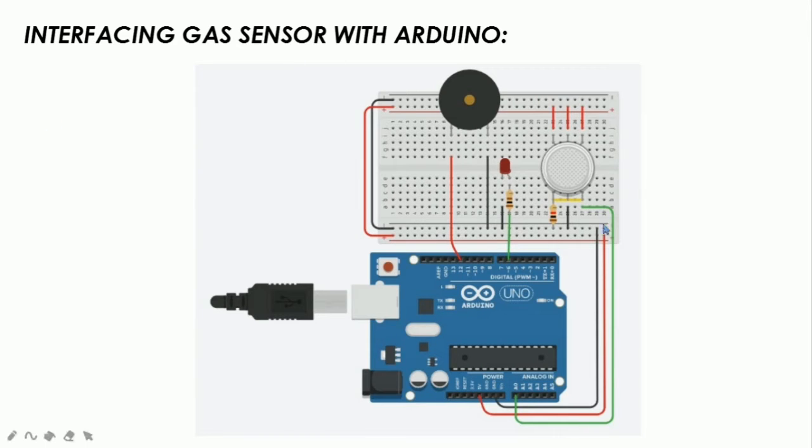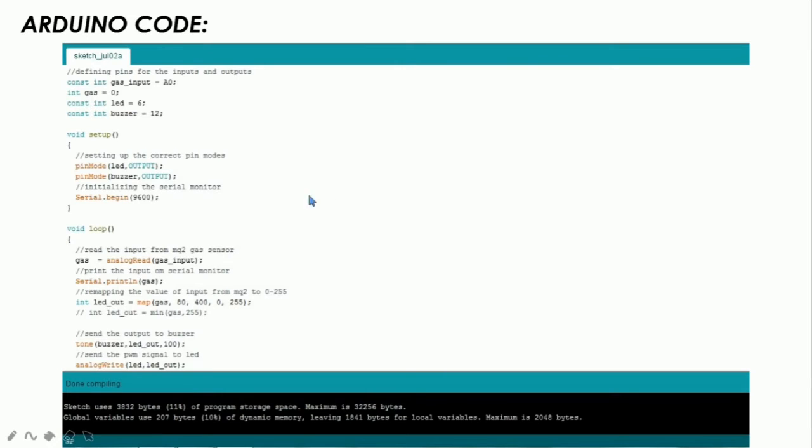So this is how the circuit looks. This is the buzzer, this is how the Arduino Uno looks, this is the gas sensor, and this is a LED. So whenever the gas sensor detects smoke and it crosses a set limit, the buzzer turns on and the LED glows. So that's the project aim. And this is the Arduino code.